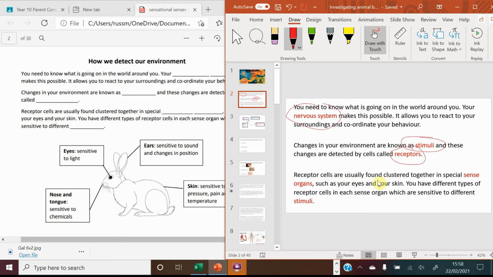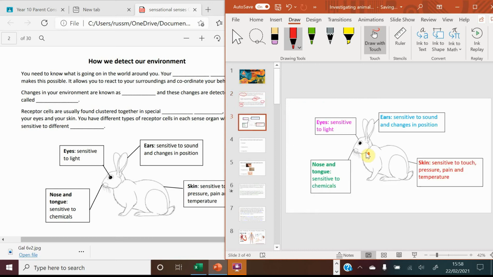Receptor cells are usually found clustered together in special sense organs, and these are the things you learn way down in P2 and so on, where we've got your five real senses, so eyes and skin, etc. And you have different types of receptor cells that are sensitive to different stimuli. So that should be pretty straightforward enough for that first section. Now, this picture, of course, is the main organs that are going to detect stimulus.